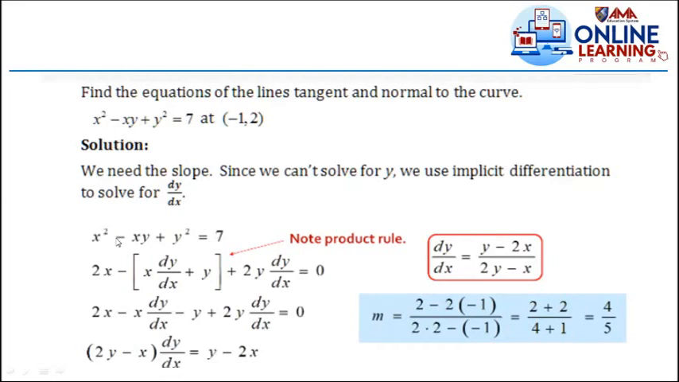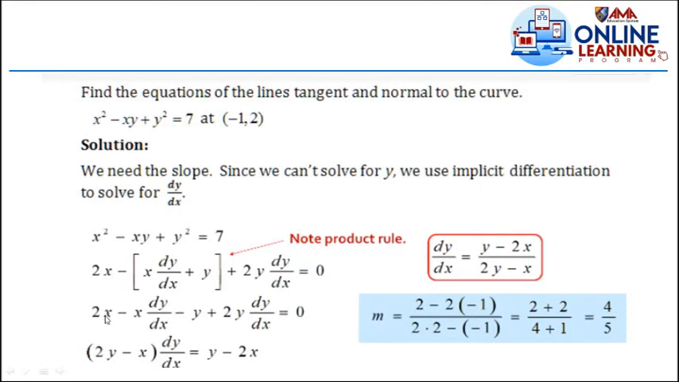So x squared minus xy plus y squared is equal to 7. The derivative of x squared is 2x. For the derivative of xy, we use the formula for the derivative of u times v, which is u dv plus v du. So x is our u, the derivative of y is dy/dx, plus v, which is y, times the derivative of x, dx/dx, which is equal to 1. Plus the derivative of y squared, which is 2y dy/dx. The derivative of 7 is equal to 0.